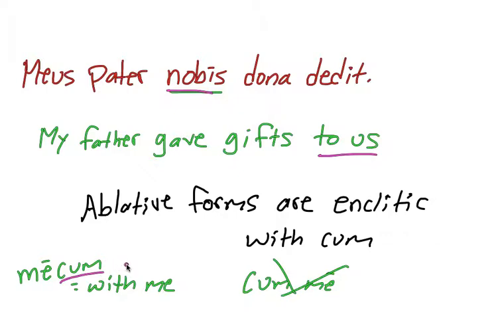Same thing with the plural forms. So if I said nobis cum, that would be with us. I couldn't say cum nobis. So with the personal pronouns, with first and second person, the cum is actually enclitic. Okay, so let's now look at the second person pronoun.